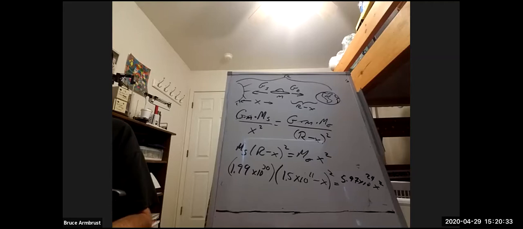I've never tried to solve an equation with this large of a number before, but what the hell, let's see. So we're going to go ahead and solve 1.99E30 times (1.5E11 minus X) quantity squared, equals 5.97E24 times X squared.